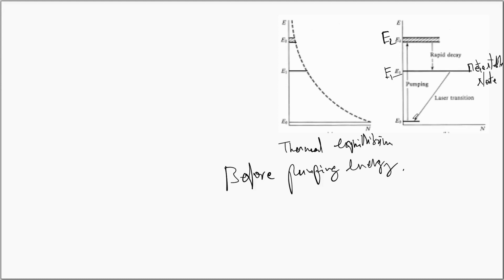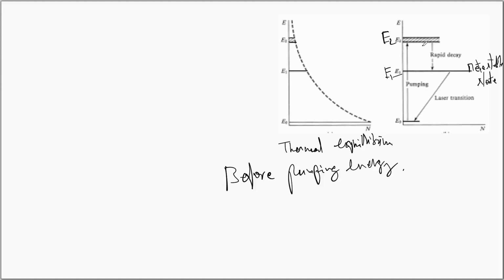From the ground state, we are sending the atoms to the E2 energy level. From there, they immediately drop down to energy level E1. E1 has a very long lifetime. The population of the E1 state keeps on accumulating. So the population of the E1 state increases, the population of the ground state decreases, and the population of E2 fluctuates.